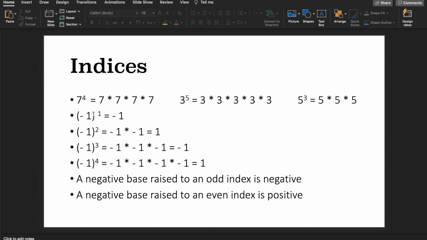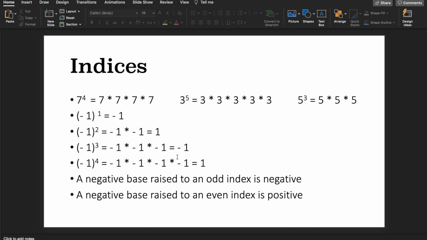So minus 1 to the power of 1 is minus 1. But then minus 1 to the power of 2 is minus 1 into minus 1, which equals 1. And then minus 1 whole to the power of 3 would be minus 1 into minus 1 into minus 1. That would be minus 1. And then minus 1 to the power of 4 would be minus 1 into minus 1 into minus 1 into minus 1. That would be 1, because a negative number multiplied by a negative number would be positive, and a positive into a positive would be a positive number.